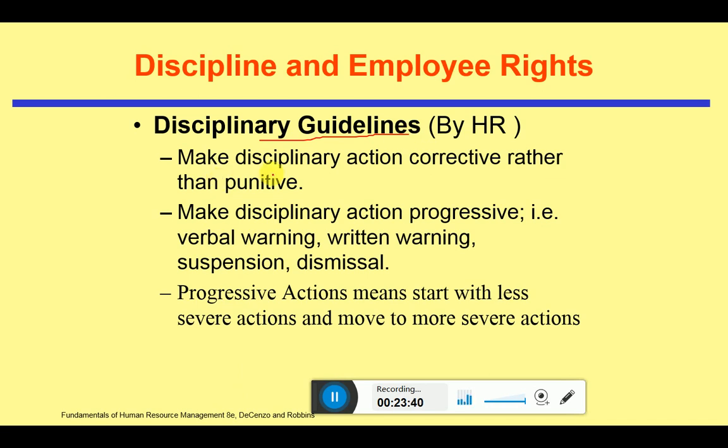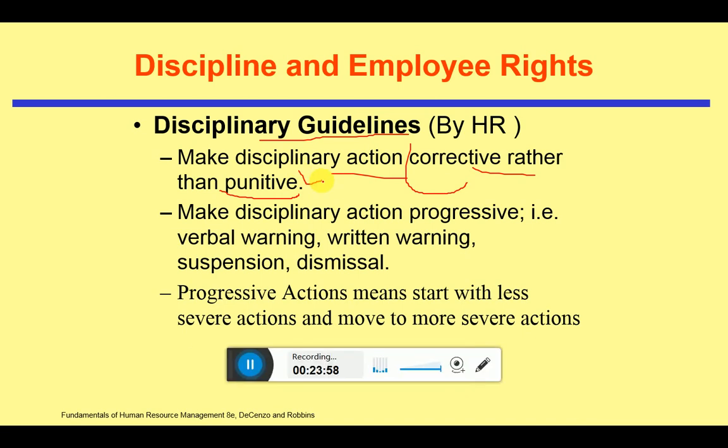Number one, HR manager must make disciplinary actions corrective rather than punitive. It simply means the objective of the disciplinary action is not to deal out punishment, but to correct an employee's undesirable behavior. While punishment may be a necessary means to that end, one should never lose sight of the eventual objective.